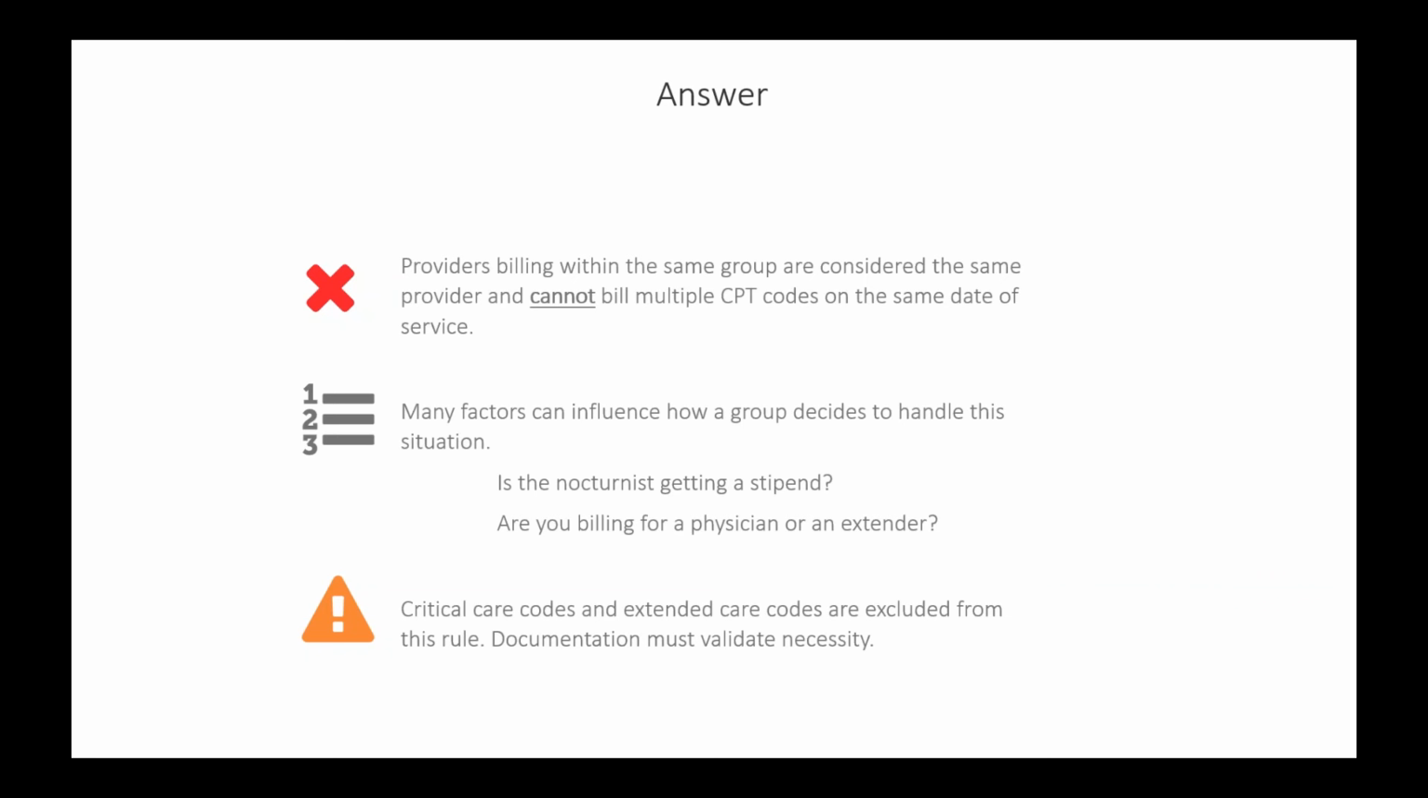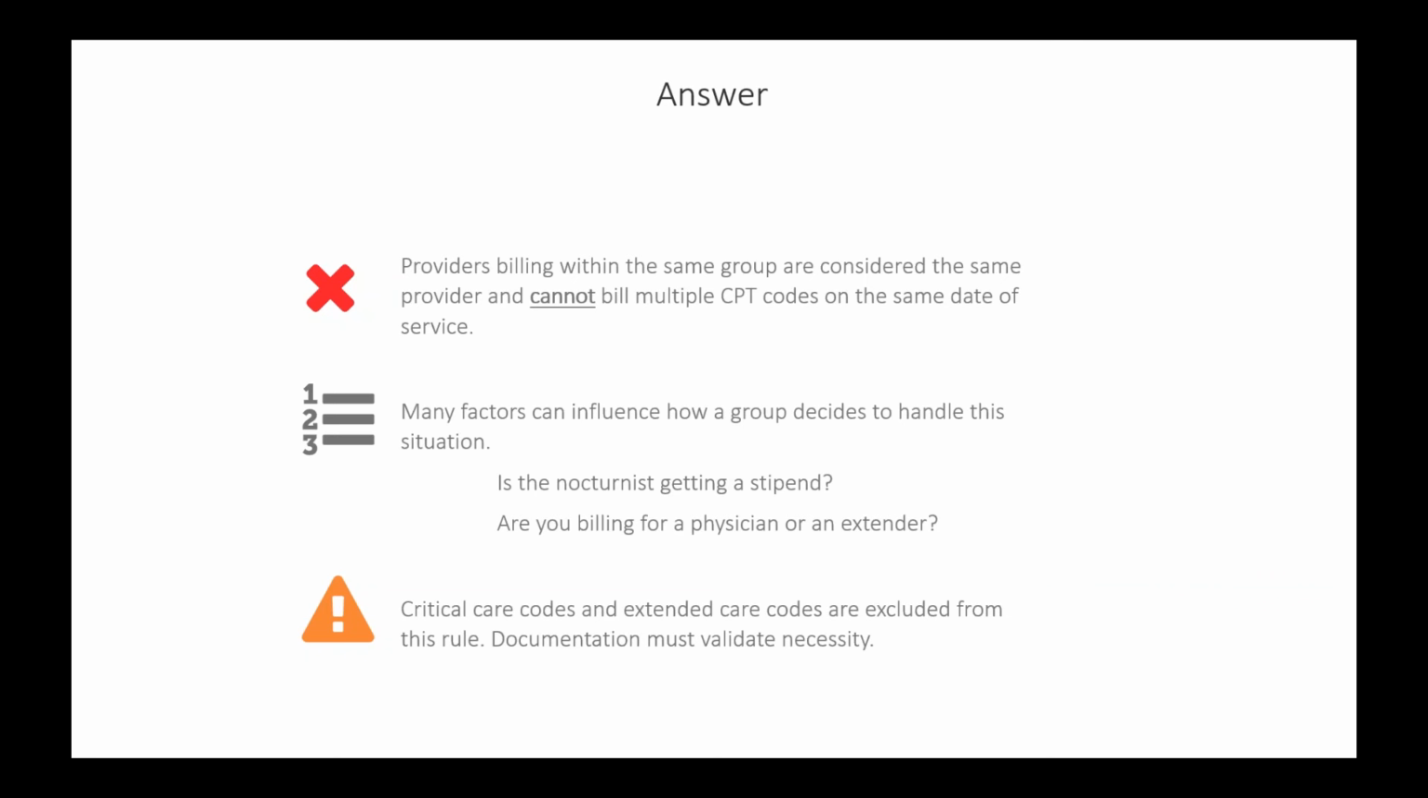Now, the caveat to that is if the nocturnist is a physician and the day provider is an extender, you would want to give it most likely to the nocturnist, because extenders, meaning nurse practitioners and PAs, only make 85% of what a physician does. So you want to optimize the group's revenue. You don't necessarily want to give that to an extender who is automatically generating a 15% loss.